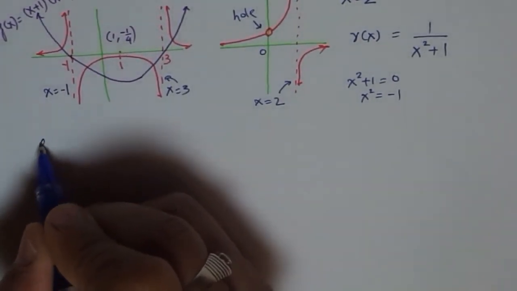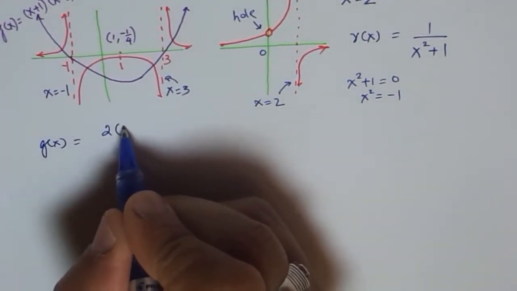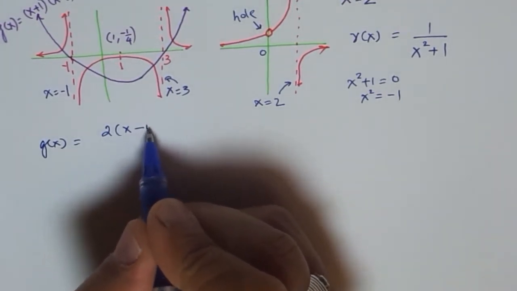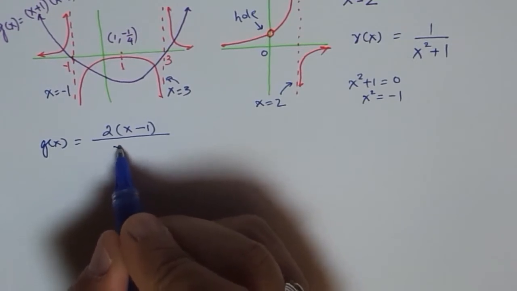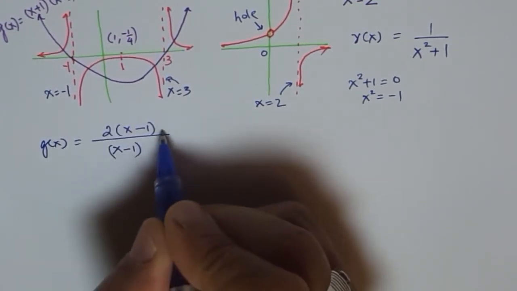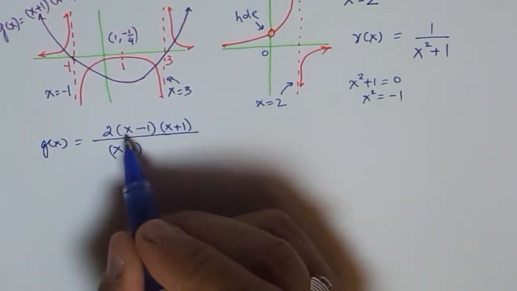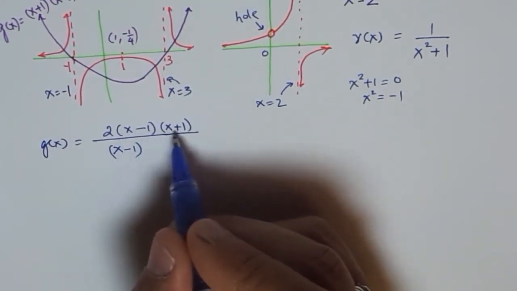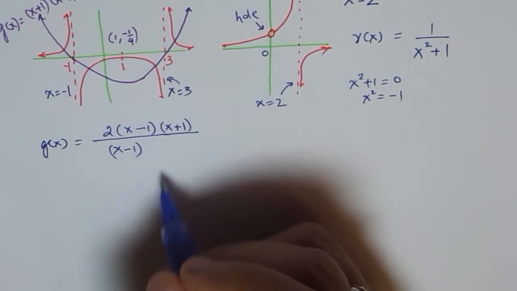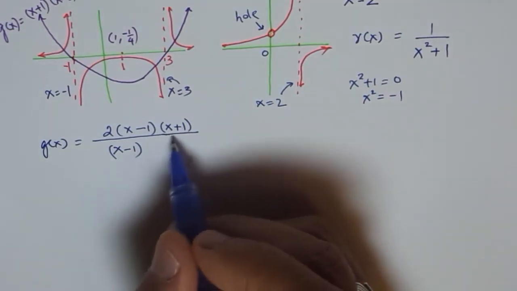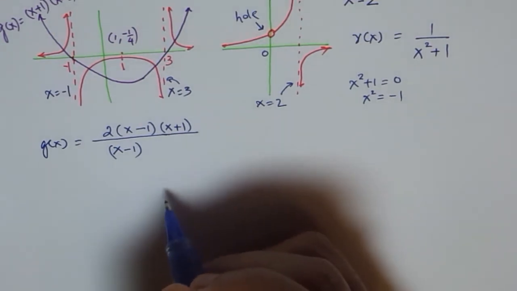Let us say we have g of x equals 2 times (x minus 1) over (x minus 1) times (x plus 1). Right? x minus 1 times x plus 1 is x squared minus 1. I could have written that also. Now, I am writing in factored form to make things very simple for you. Will this graph have a vertical asymptote or a hole, or what kind of discontinuity will it have?